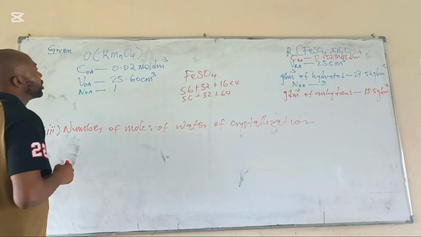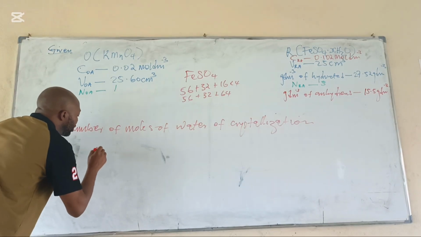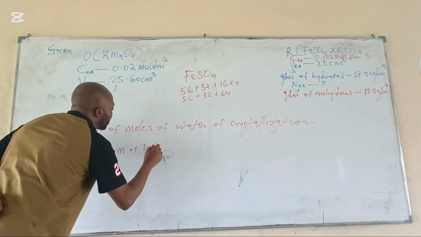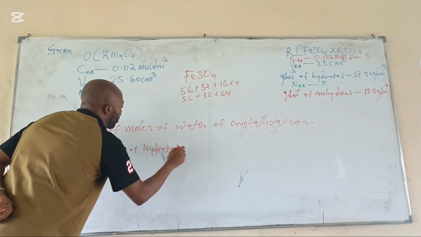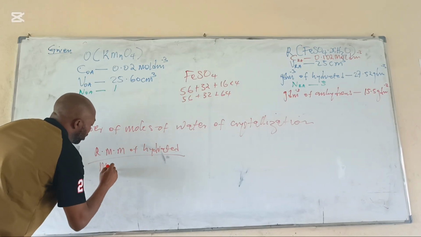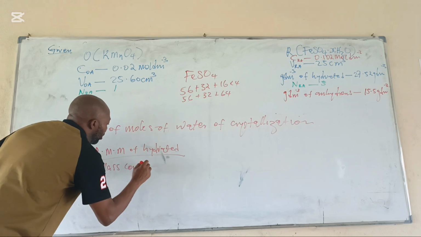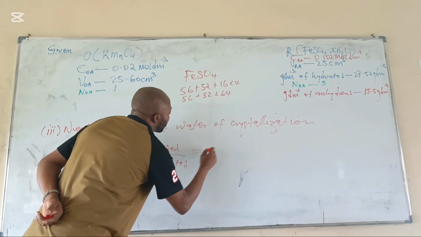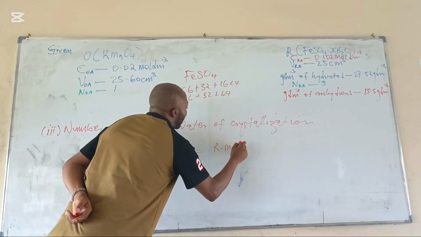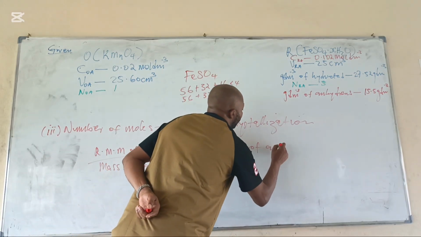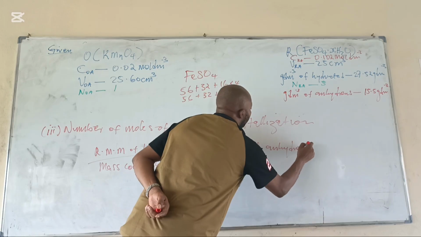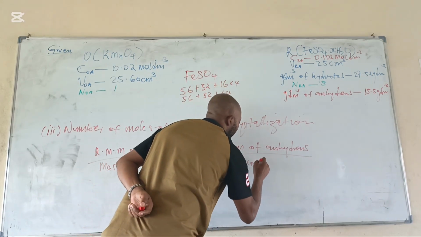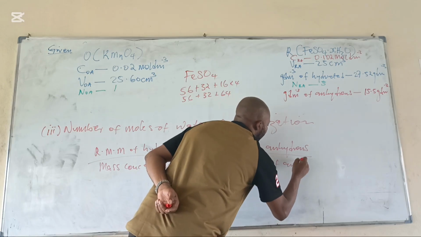Now, for us to do that, we say relative molecular mass of hydrated over mass concentration of hydrated is equal to relative molecular mass of anhydrous over the mass concentration of anhydrous.